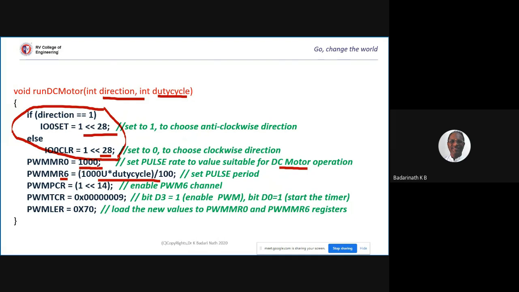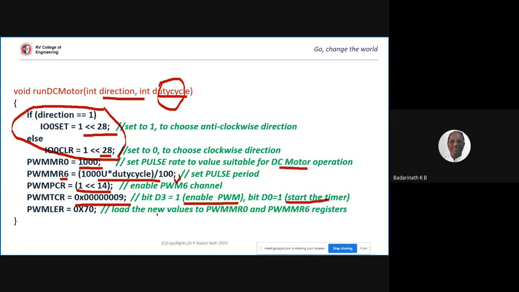So I'm just bringing down the value. 0 to 100 is what I'm specifying here. That 0 to 100, I'm just bringing to a value in the range of 0 to 1000, and I'm putting that into MR6. Then, this is for the PCR. We have seen that. Enable the PWM6 channel, because I'm using PWM6 here. Then, as we already learned, enable the PWM module and start the timer.